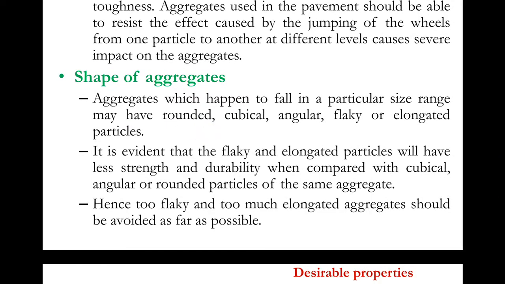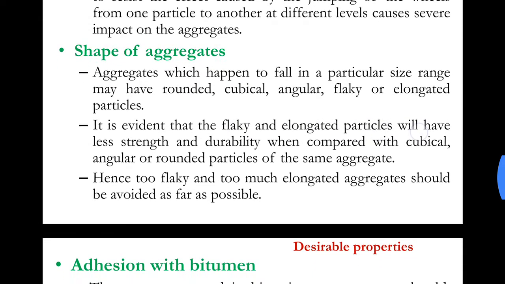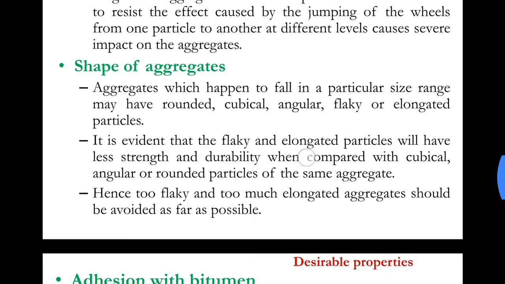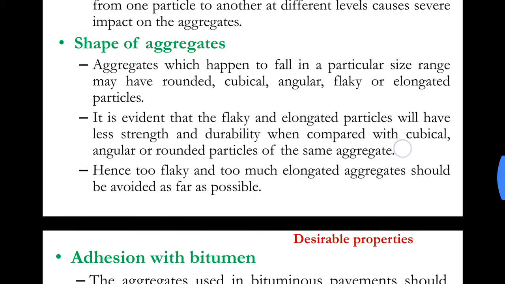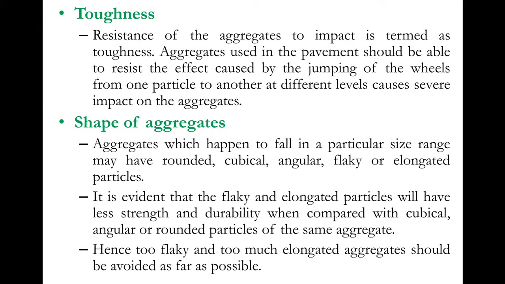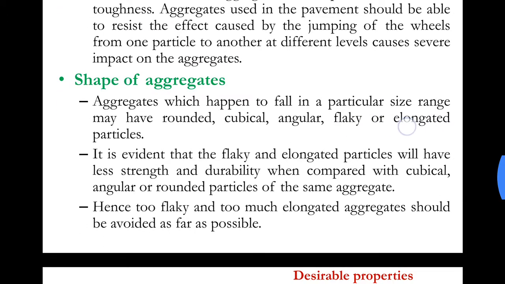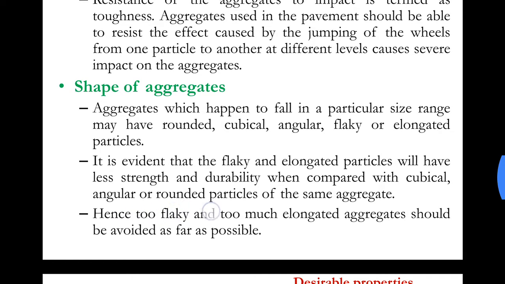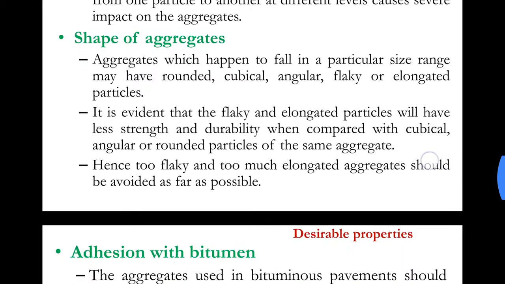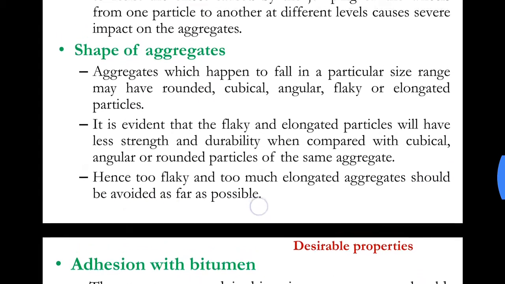It is evident that the flaky and elongated particles will have less strength and durability when compared to the cubical, angular or rounded particles of the same aggregate. Okay, so the strength properties will differ with the shape. So ideally the flaky and elongated particles should be least in our aggregate sample which is being used to construct the roads. Hence, too flaky and too much elongated aggregates should be avoided as far as possible.